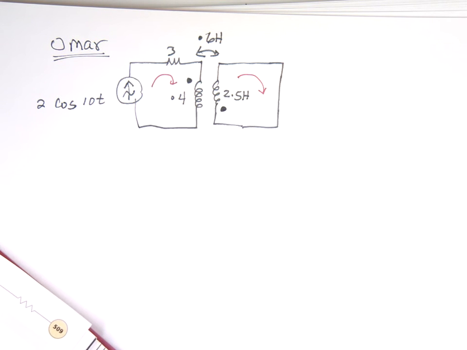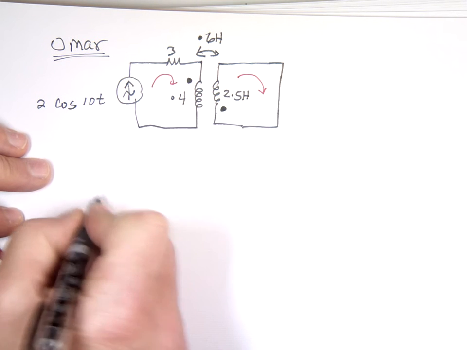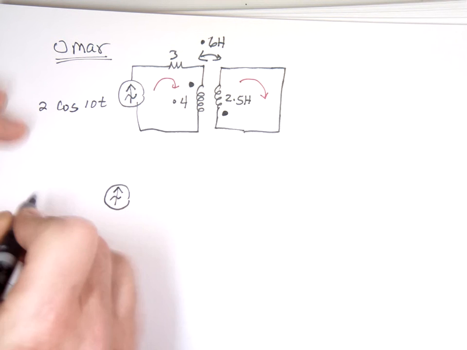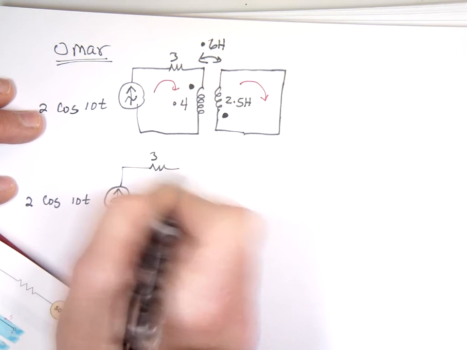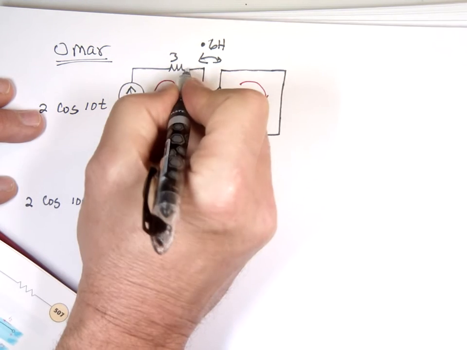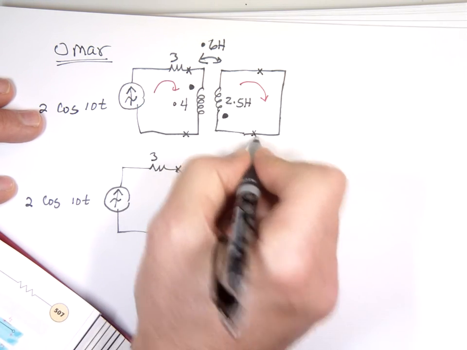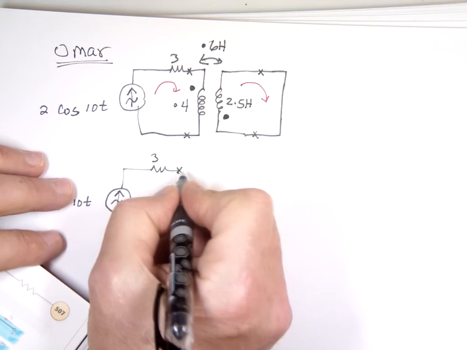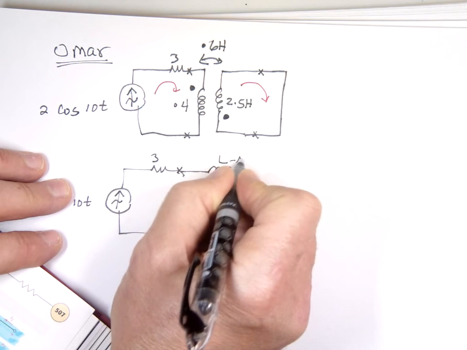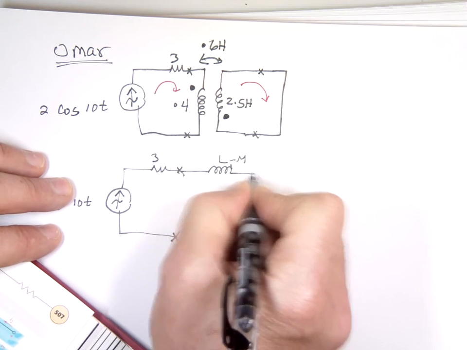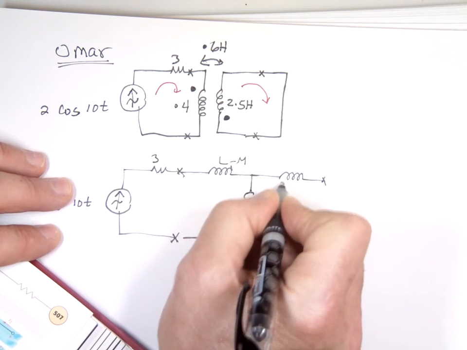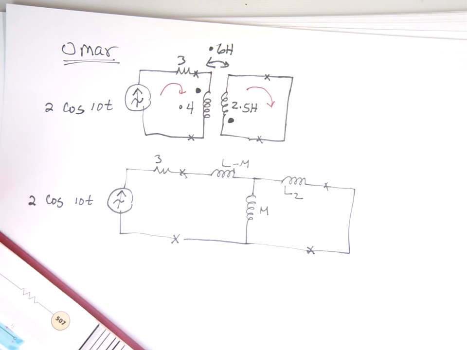So I'm going to replace this with the T equivalent. I'm going to take the circuit, chop it here and chop it here, and replace these two with the equivalent value. The equivalent value for that will be L1 minus M. This will be M. And this will be L2 minus M. So this is the equivalent. Then I can add my wire right there. L2 minus M, each one.